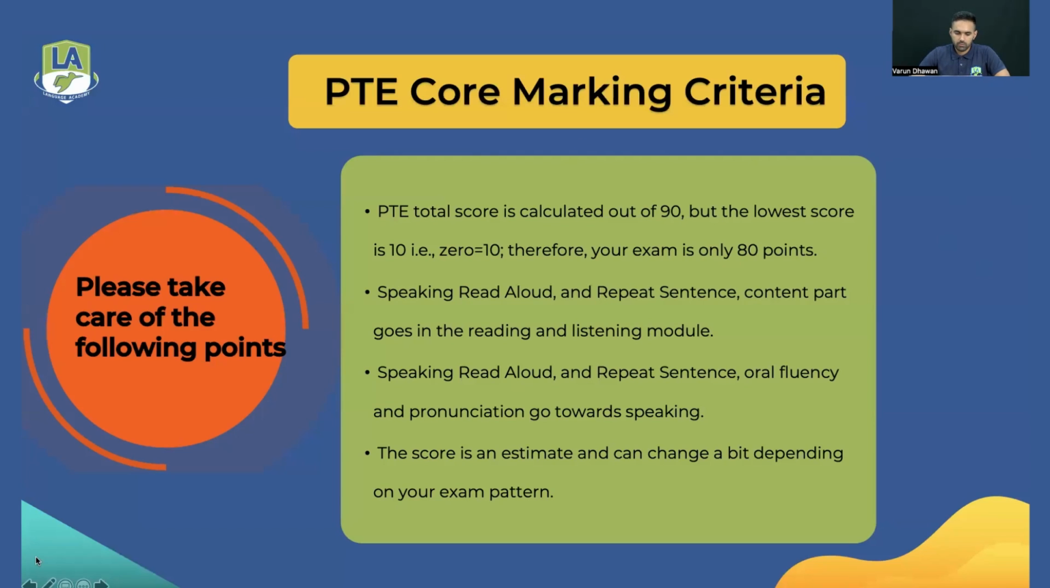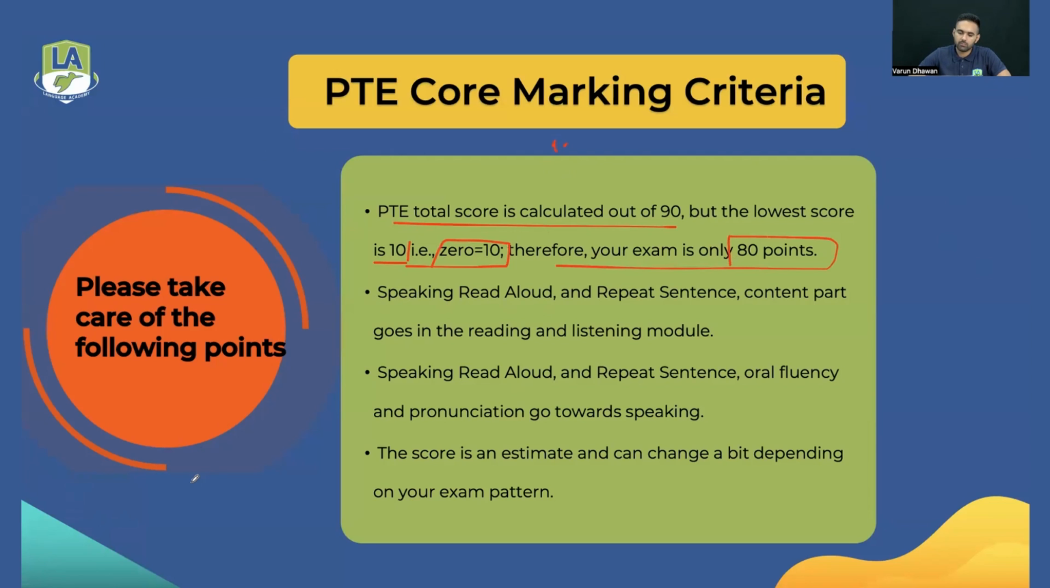This is the PTE Core marking criteria. First of all, you need to understand that the PTE score is calculated out of 90, meaning you'll have 90 in speaking, reading, listening and writing. But remember, the lowest score you can get is 10. Let's say you left everything unattempted in speaking. You will not get 0, you'll get 10. 10 is the minimum score, so basically 10 is equivalent to 0. Therefore, every module is only 80 points.